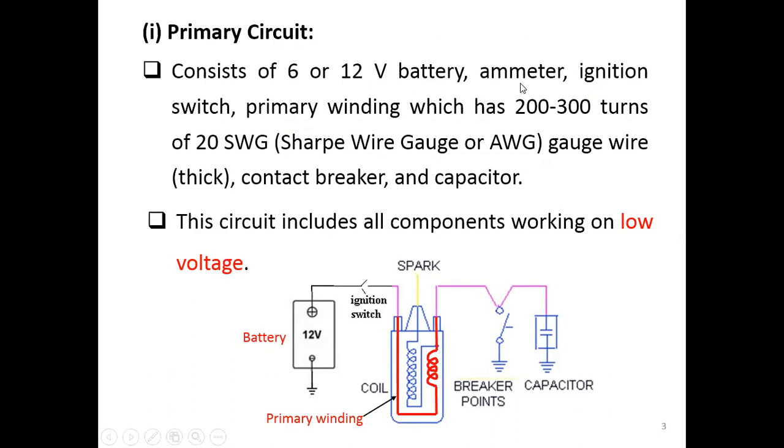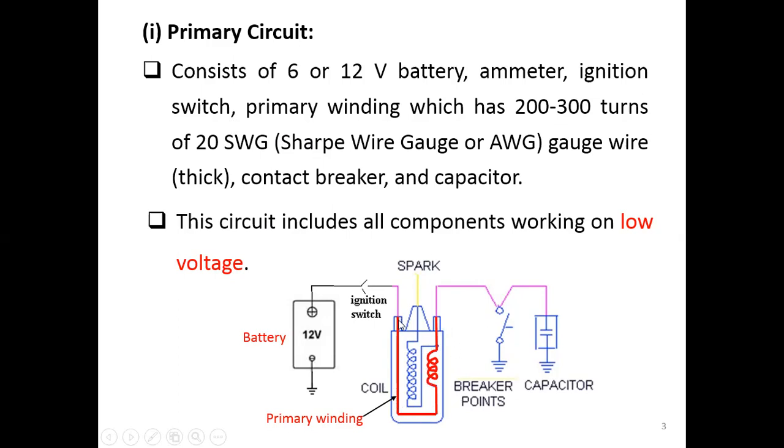And it may or may not have an ammeter. This is the current meter in order to see how much current is flowing. And you have an ignition switch. This is the car key that you insert and then switch on your engine. This is the ignition switch. And you have a primary winding. The red color here is the primary winding.